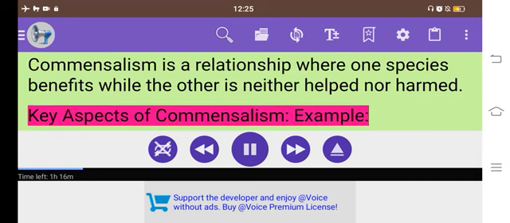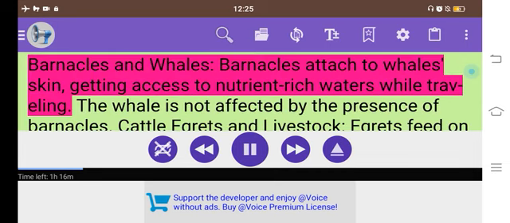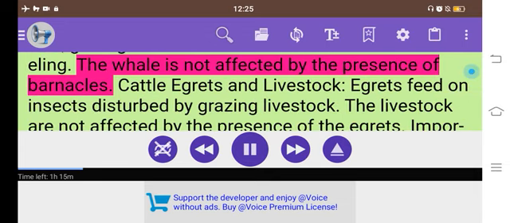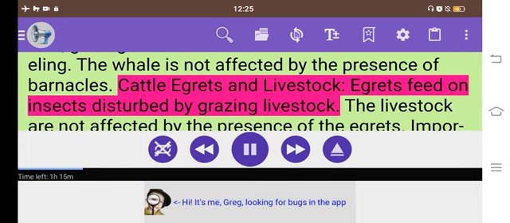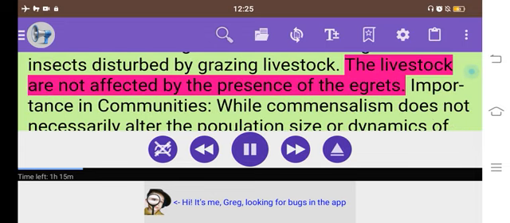Key aspects of commensalism. Example: barnacles and whales. Barnacles attach to a whale's skin, getting access to nutrient-rich waters while traveling. The whale is not affected by the presence of barnacles. Cattle, egrets, and livestock: egrets feed on insects disturbed by grazing livestock. The livestock are not affected by the presence of the egrets.